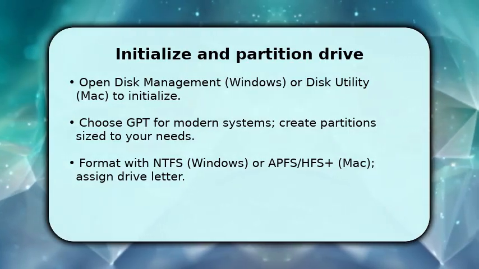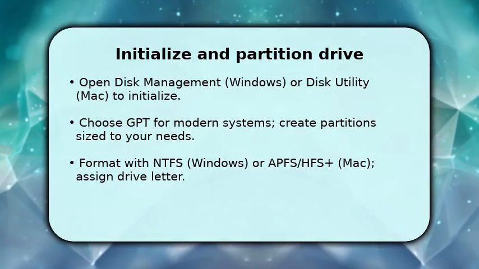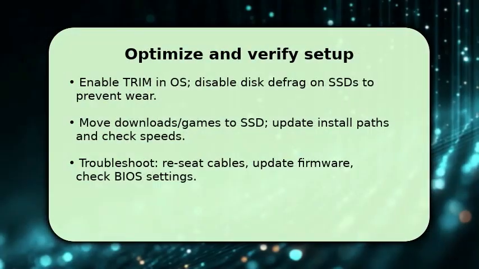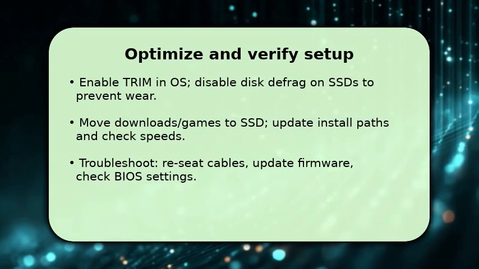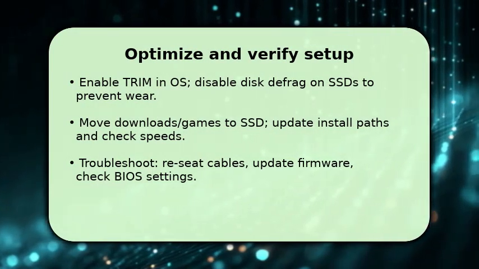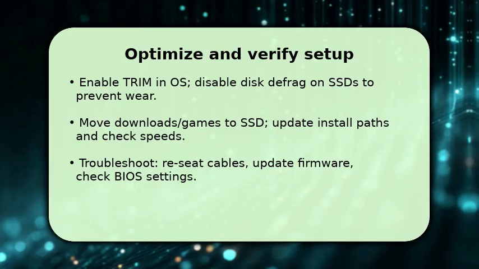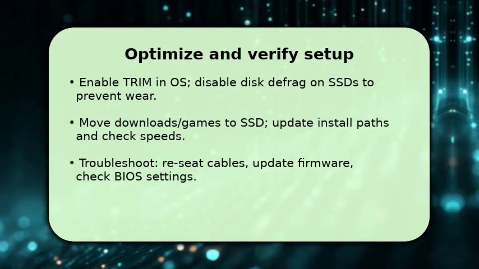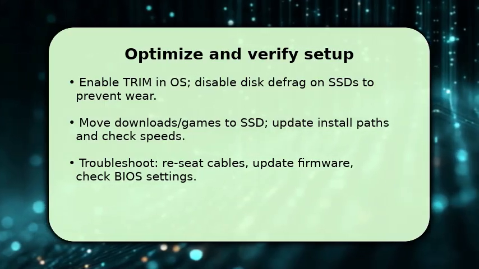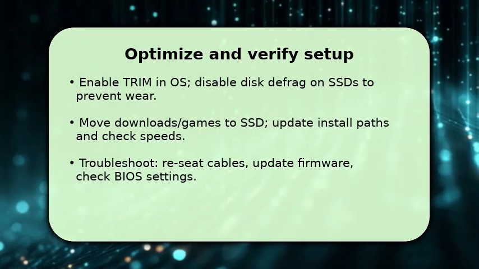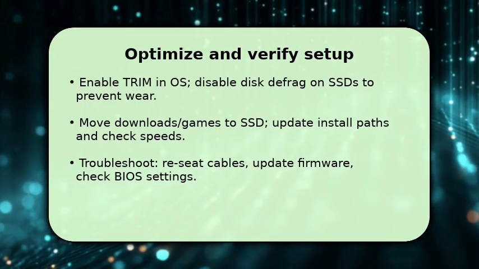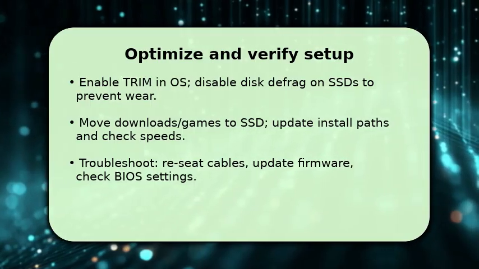Finish by optimizing and verifying performance so you get longevity and speed. Enable TRIM in your operating system because it maintains SSD performance over time, and make sure automatic disk defragmentation is disabled, as that causes unnecessary write wear. Move high-I/O apps or games to the SSD, change install paths, and run a quick benchmark to confirm expected throughput.